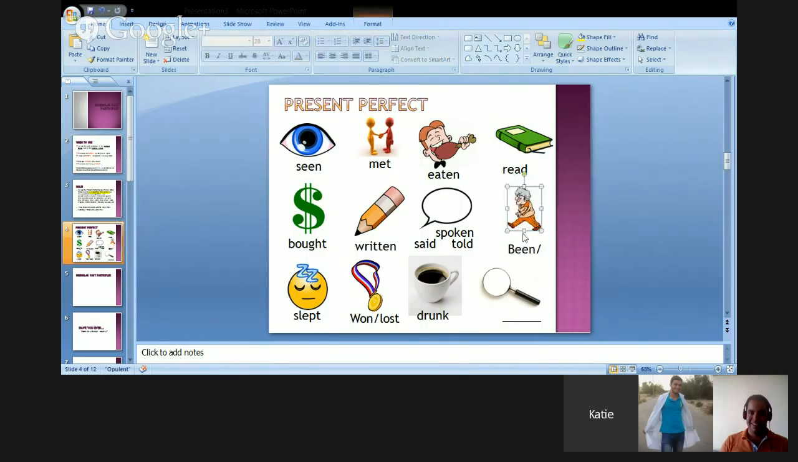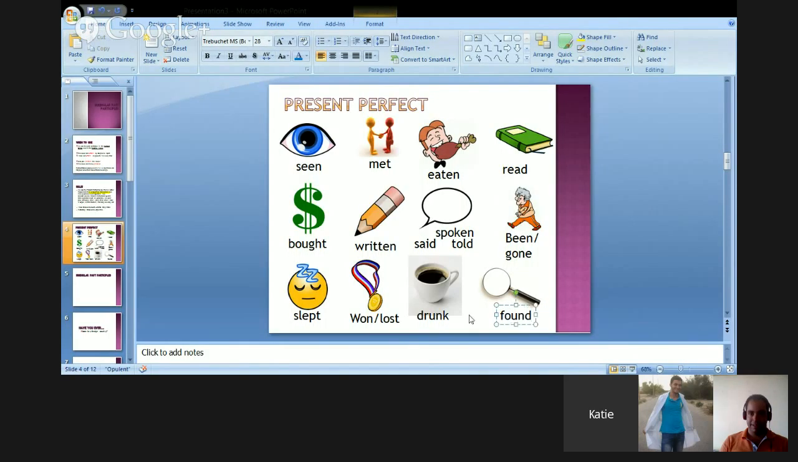And then this last one down here with the magnifying glass. If I find something, I've found. Right, found. So, for example, what's the most interesting thing that you found by accident?